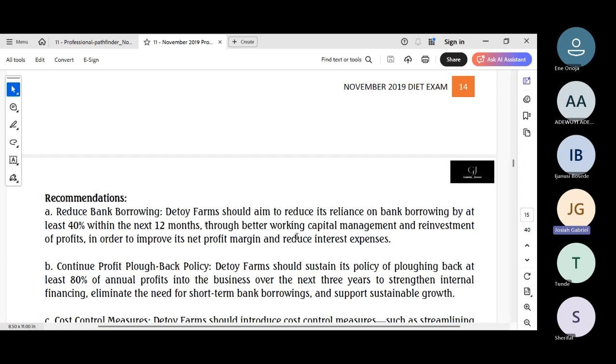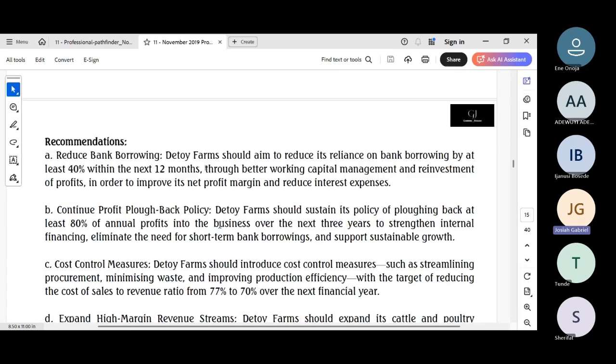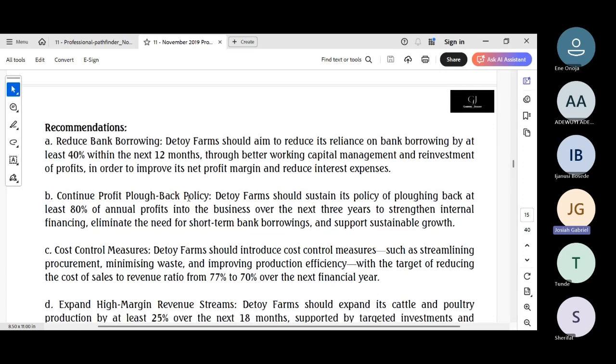So your recommendation should not just be "reduce bank borrowing." That's not a recommendation. You have to explain how they should do it and how to achieve it. And B, continued implementation of the profit policy. And we stated how, with timelines.